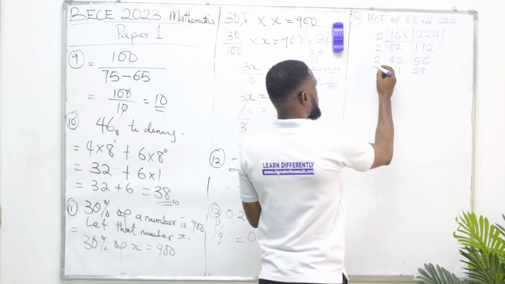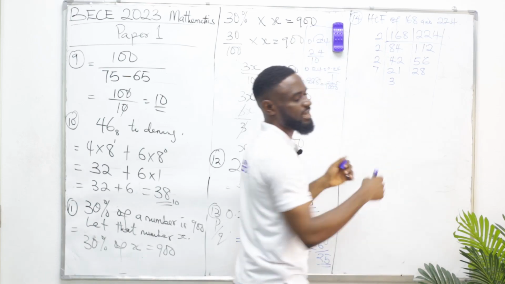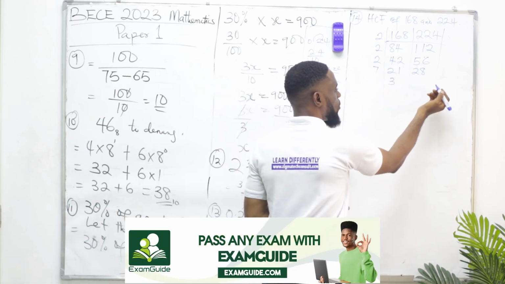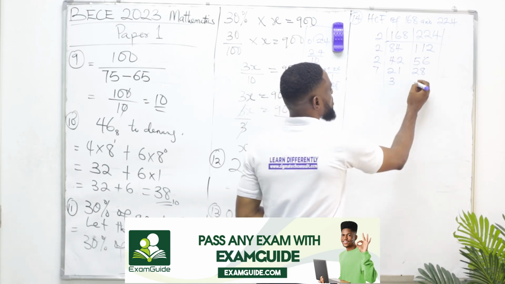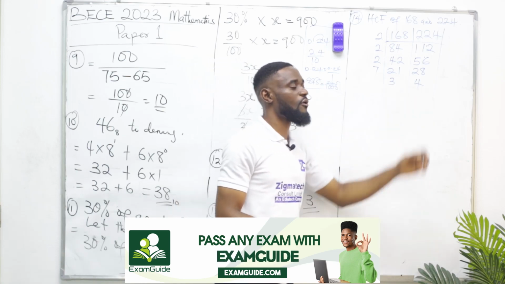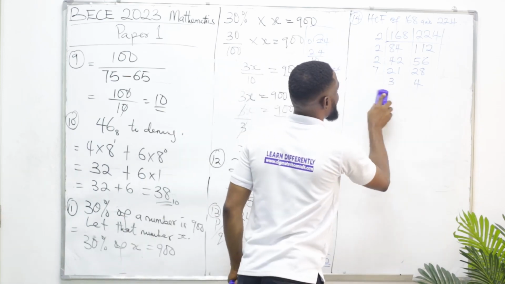So what do we do? We introduce 7. 7 in 21 gives us what? 3, right? That's 7 times 3 is 21. Then 7 in 28 gives us 4. 7 times 4 is 28. So at this point, you can see that 3 and 4 have no common factor between them. So we will stop at that point.